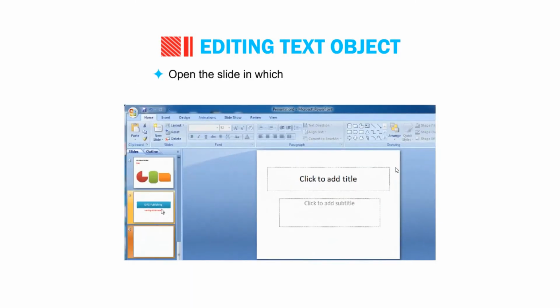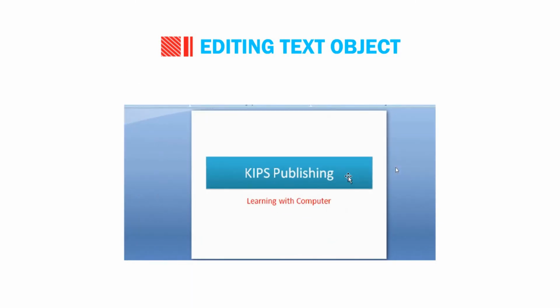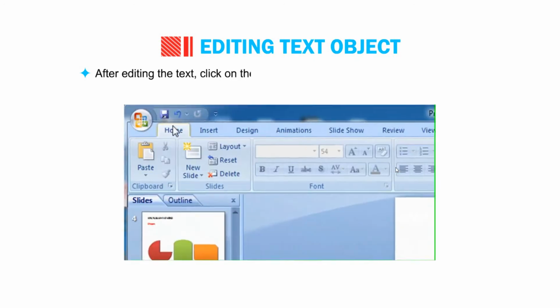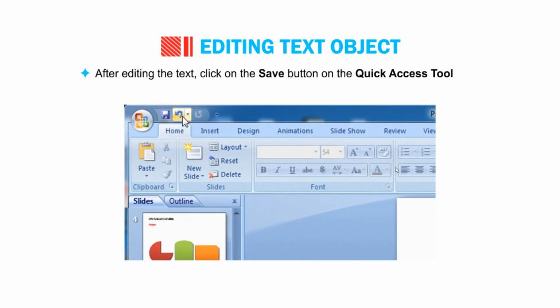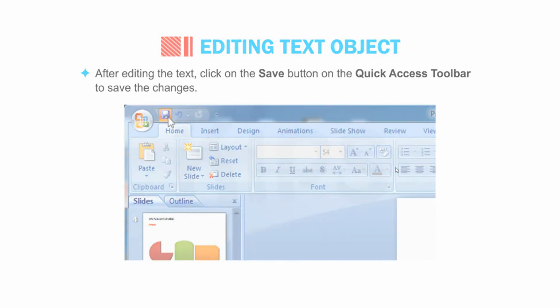Open the slide in which you want to edit the text. Click on the text. A placeholder will appear. Place the cursor at that point where you want to edit the text. Now make the required changes in the text. After editing the text, click on the Save button on the Quick Access toolbar to save the changes.